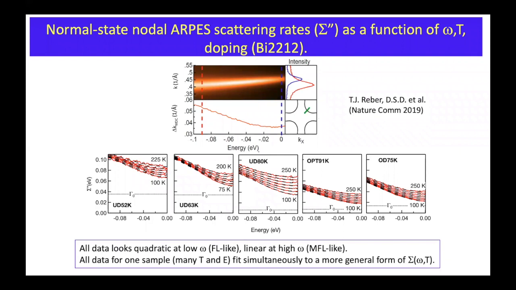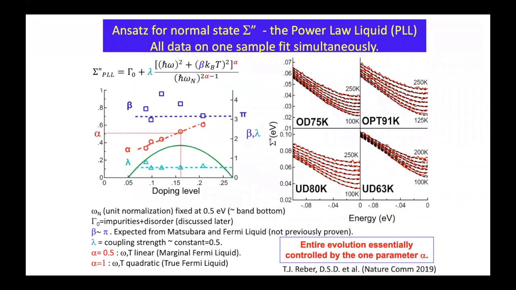So there's a full family here, and in black dash are fits to these. I'm not fitting any one curve separately, I'm fitting everything simultaneously, the entire family. And the fits are quite good, and I'll show you more details about that. So there's many more constraints on me fitting the whole family together, and this, I think, is the first time this has been done in ARPES. Let me show you what we fit to.